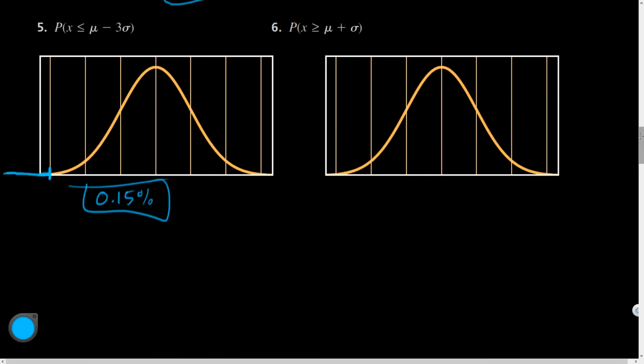Let's find out. All right, so this is the values of x that are greater than or equal to the mean plus 1 standard deviation. So here's the mean plus 1 sigma.